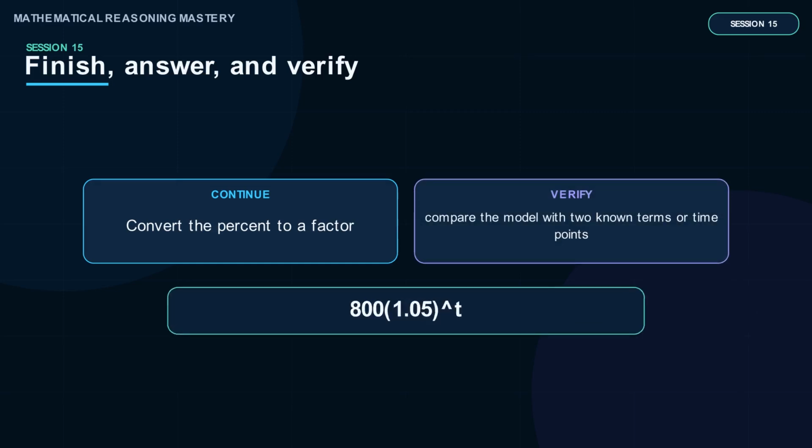The final answer is 800 times 1.05 to the power t. Compare it with the exact target and reject any choice that represents a common intermediate step. Verify from another direction. Compare the model with two known terms or time points. The check should use evidence independent of the original calculation whenever possible.